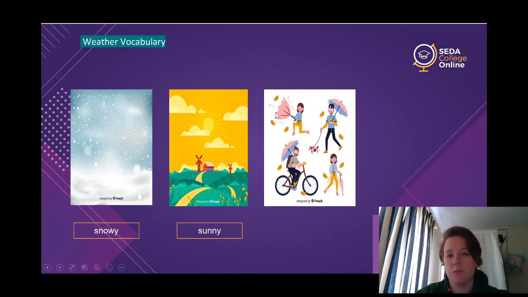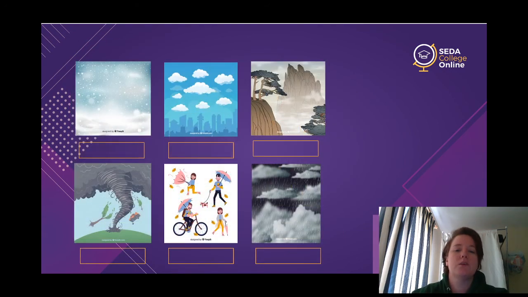Look at their umbrellas. What kind of weather is it when their umbrellas are like this? And you know what it's like to have an umbrella if you're living in Ireland. It's very windy. Okay, so windy. Now I'm going to get you to do some practice.